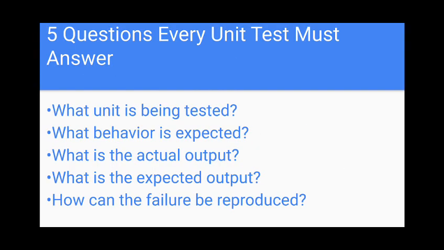Here is a 5-question checklist you could use that every unit test must answer in order to go through with their unit test. What unit is being tested first, you need to figure out. And then what behaviors are expected and what is the actual output and what was the expected output. These are important questions to ask yourself while running these tests so you can compare. And finally, you need to know how can the failure be reproduced.